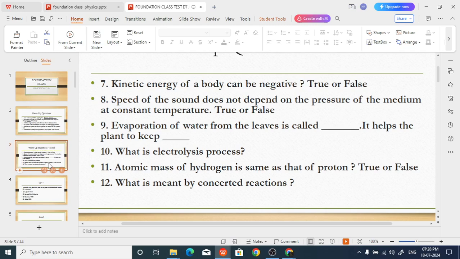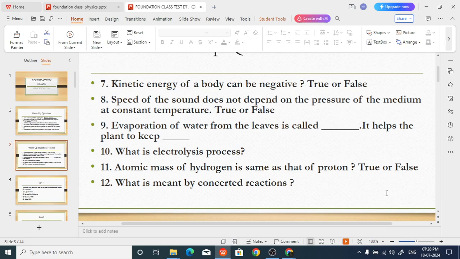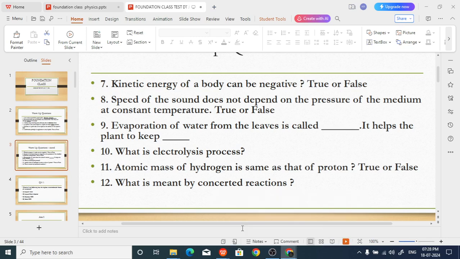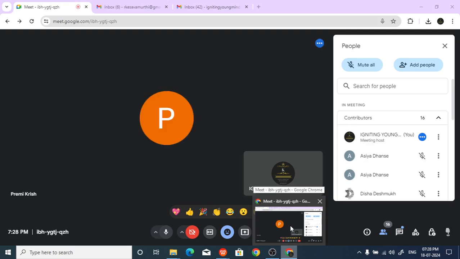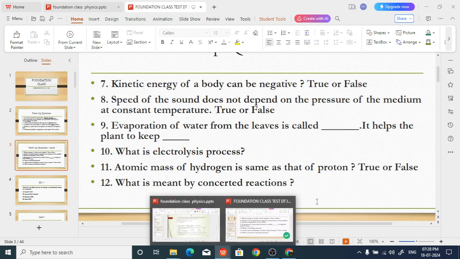What is meant by concerted reactions? I don't know. Any idea? Concerted reaction? Anyway, I don't remember because I prepared this many years back. But let me check the answers. Yes, madam. A concerted reaction means both the bond formation and bond breakage take place simultaneously, sir. Okay, bond formation and bond breakage take place simultaneously. Okay, very good.